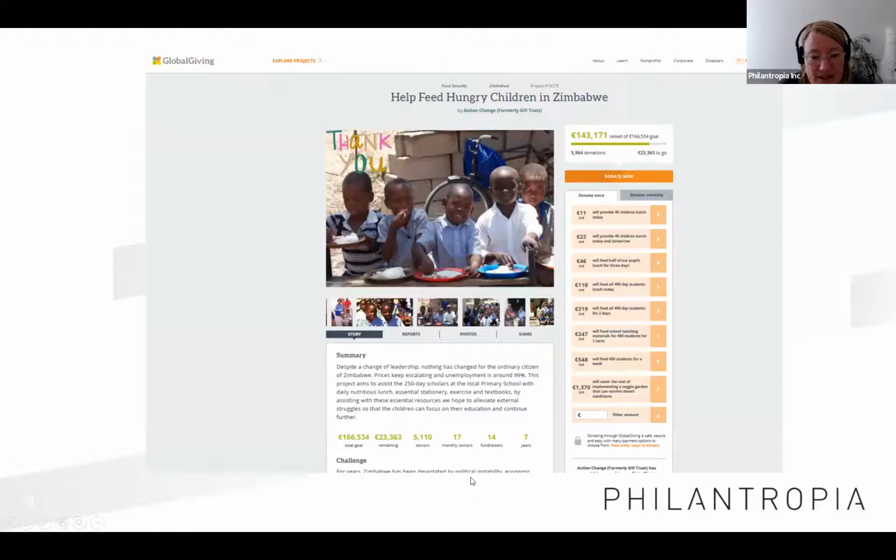Then you can also see other facts that they display, like how many people have already donated, how many people donate regularly, how many years the project has been on the platform. All of that are facts that create more trust. And how much money is remaining.